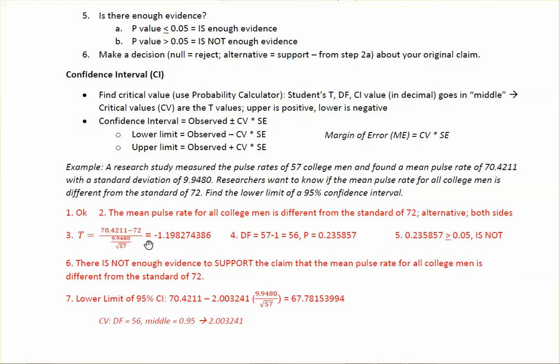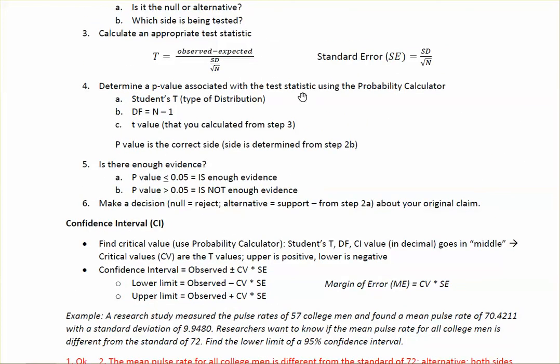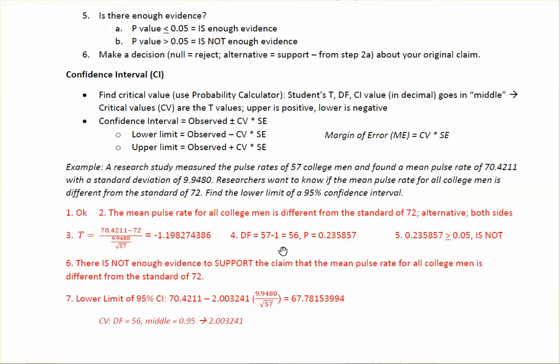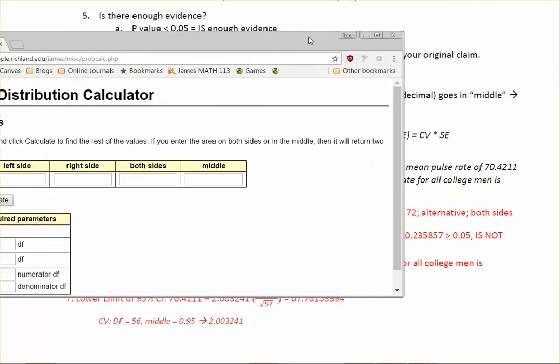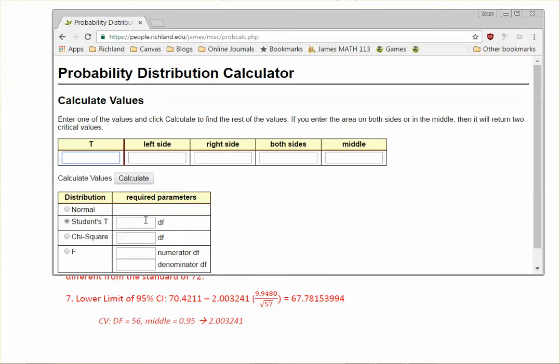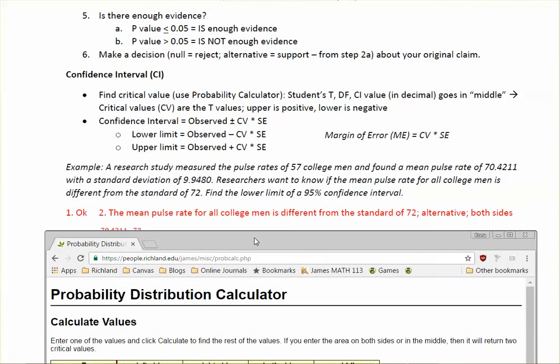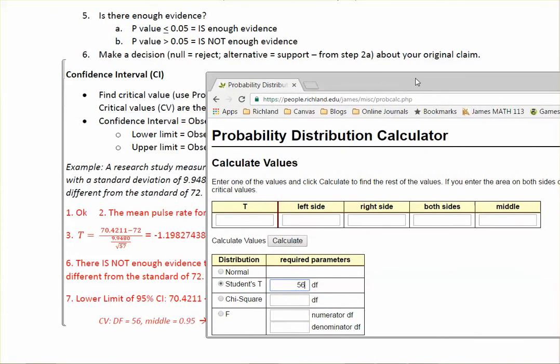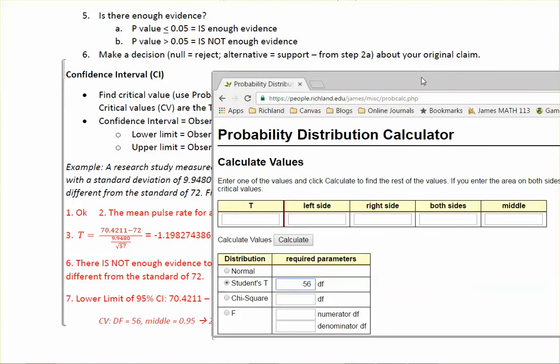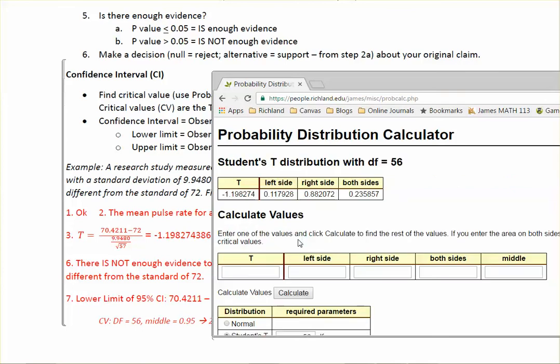So there's our t. The fourth thing we do is determine a p-value associated with the test statistic. For this, we need our degrees of freedom, which remember is n minus 1, so 56. So we're going to come over here, and our degrees of freedom is 56. Then we also enter in our t value. Where's t? Okay, so over here we enter t, negative 1.98274386. Okay, and then we click calculate.